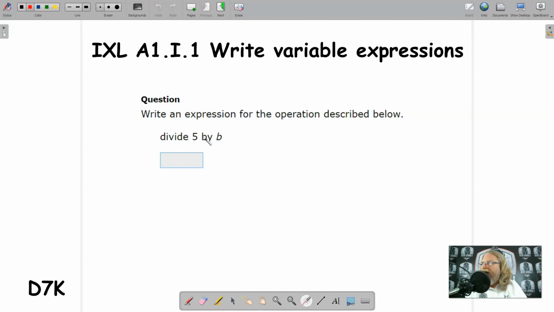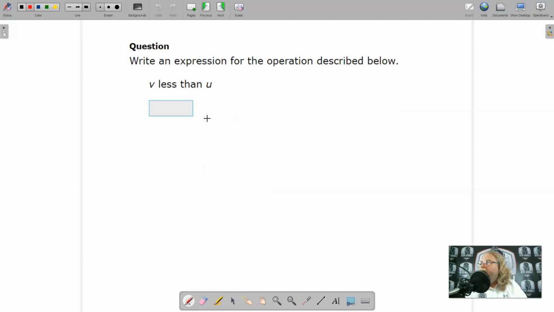So divide 5 by B. In this case, every fraction is a division problem, right? So 5 divided by B. The numerator is what's being divided, and the number of groups that it's being divided into is the denominator. So for IXL, you can type in 5/B and hit enter.